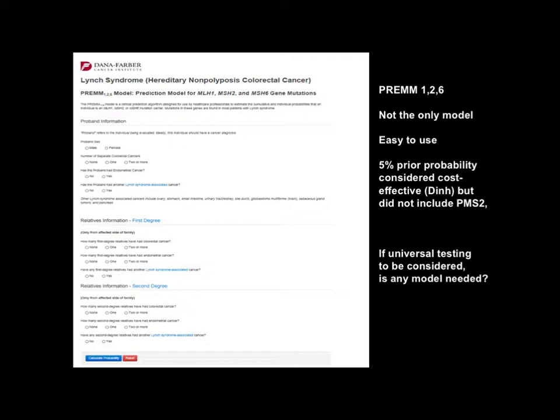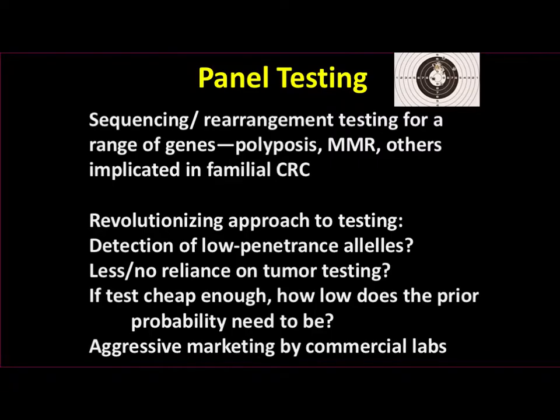Let's look at some of the a priori risk models. Very easy to do. I tend to use these models in my clinic with the worried well that I'm not really sure warrant testing, but in 30 seconds or less, you can plug in enough data about your patient to arrive at a prior probability. Most would argue that regardless of how we feel about universal testing for cancer patients, if somebody meets a 5% or greater prior probability based on some of these models, maybe they deserve testing, and maybe that testing should be panel testing as opposed to just mismatch repair testing. So what about panel testing?